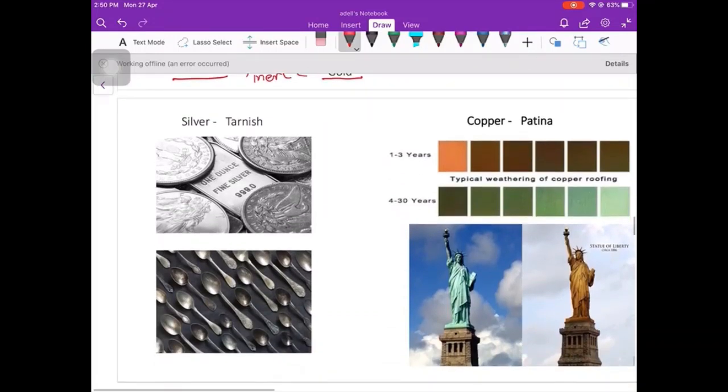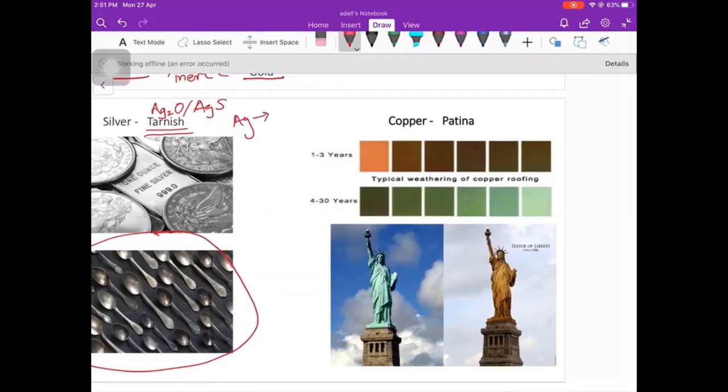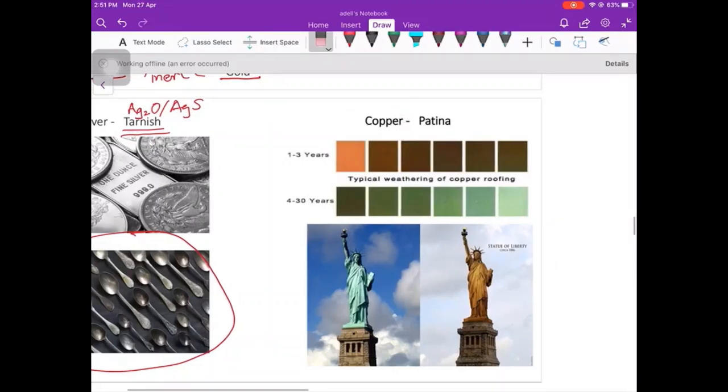The next metal is silver. When exposed to oxidizing conditions, silver forms oxide or sulfide. This compound we call tarnish. Look at this spoon. Originally it's shiny, like this coin, but it will turn to tarnish, a gloomy appearance. Silver is also a very conductive metal. In terms of conductivity, silver is the highest.